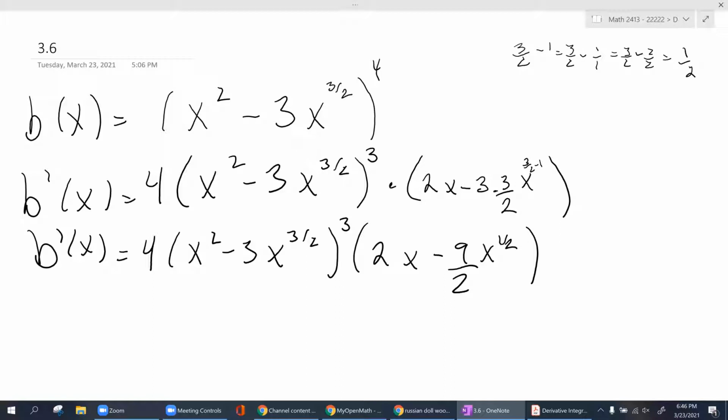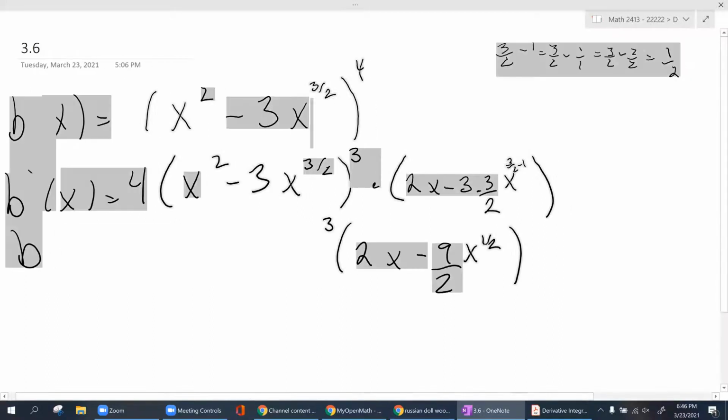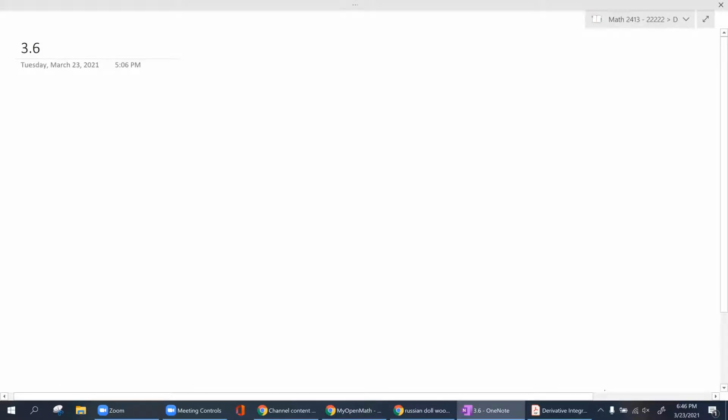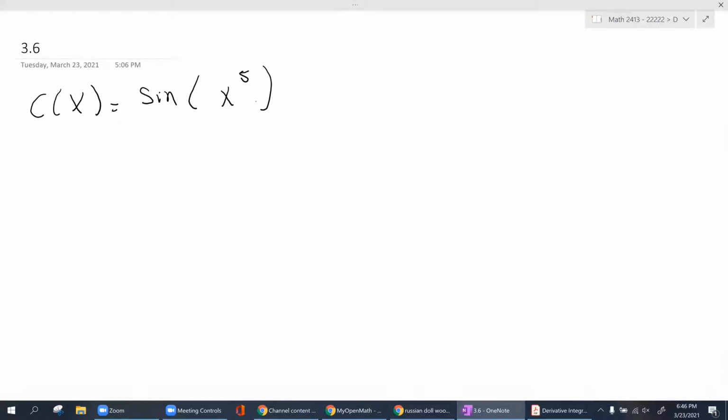Okay, let's go ahead and go on to the next example. Now I'm going to do an example with trig functions. I want you to take the derivative of sine of x to the 5th. Be careful there, because the degree is on the inside with the x. So how would you approach this?